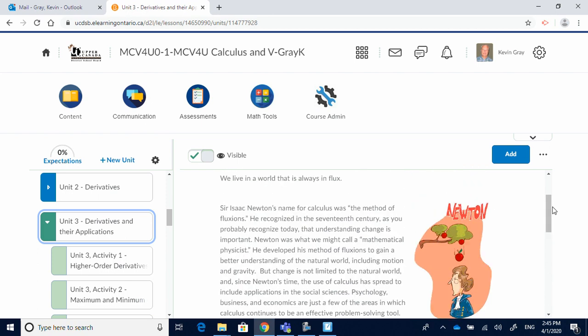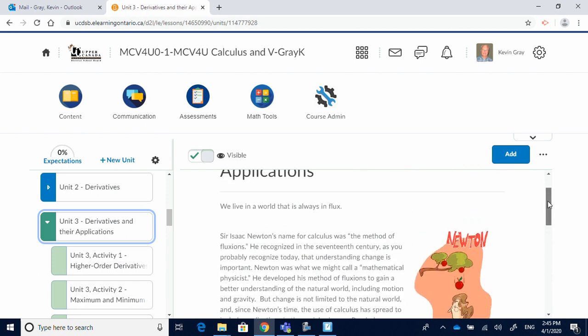Just on a side note, in the last week or two, I've been doing a lot of reading and research, and apparently, I didn't know this, but before we get started in Unit 3, Newton developed a lot of calculus, and a lot of the beginnings of calculus is attributed to Newton.